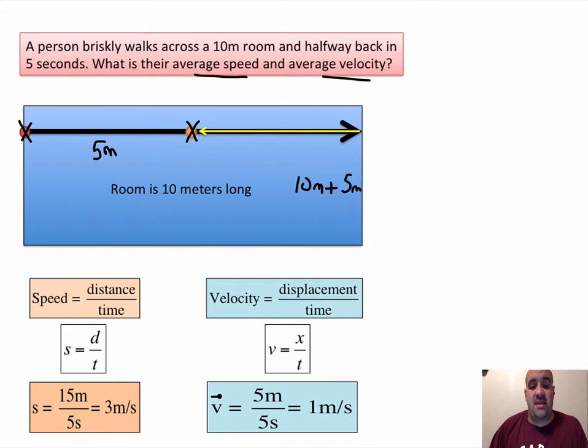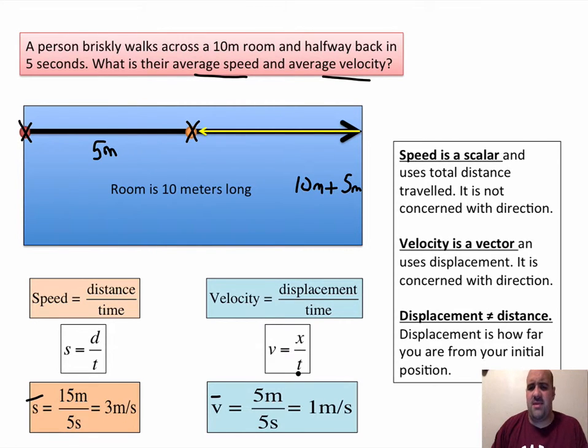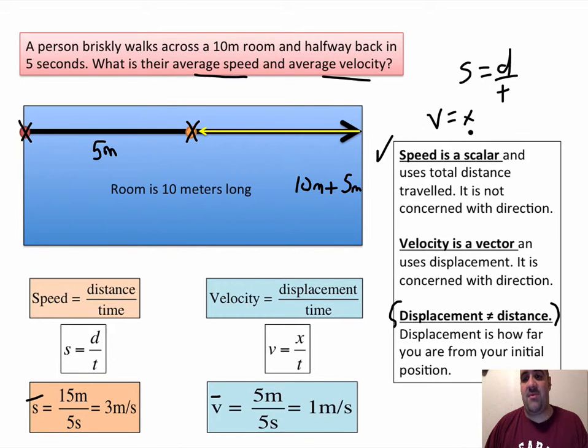So your average velocity, your v bar, and this is your average speed, your average velocity is 1 meter per second. And the important part to consider here is that speed is most definitely a scalar. Speed does not care about direction. Velocity is a vector. Velocity uses displacement. Displacement is also a vector quantity, whereas distance, which is using speed, is a scalar. Displacement does not equal distance. So when you're using speed, equals d over t, and velocity equals x over t. An x and a d are completely different. One is distance, one is displacement.